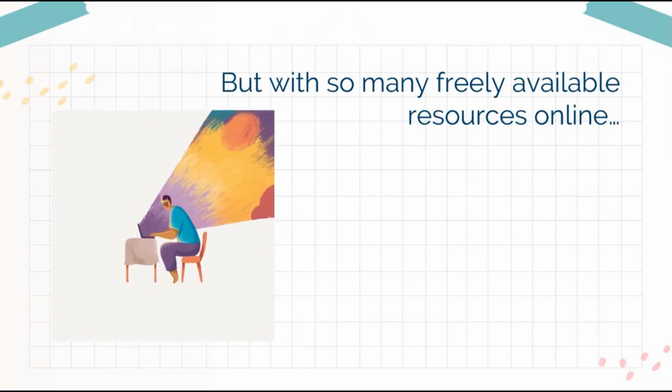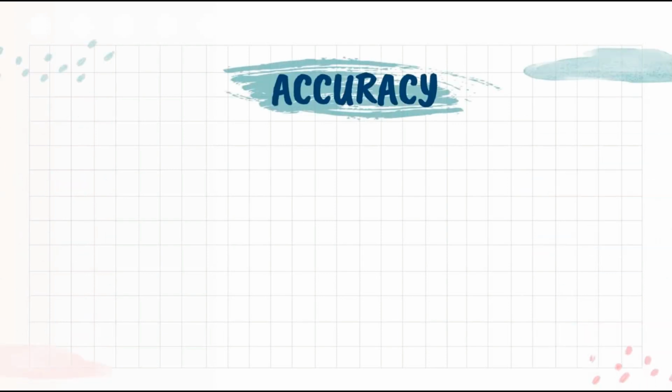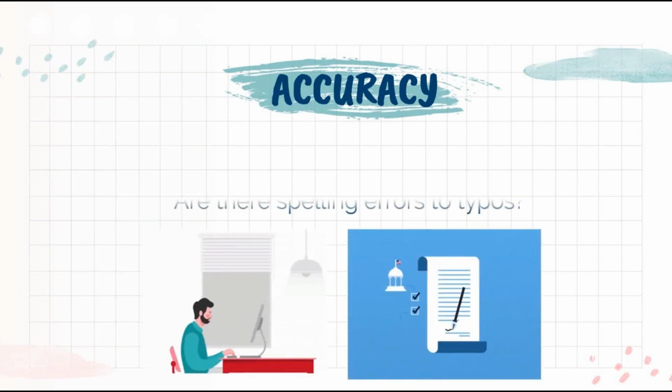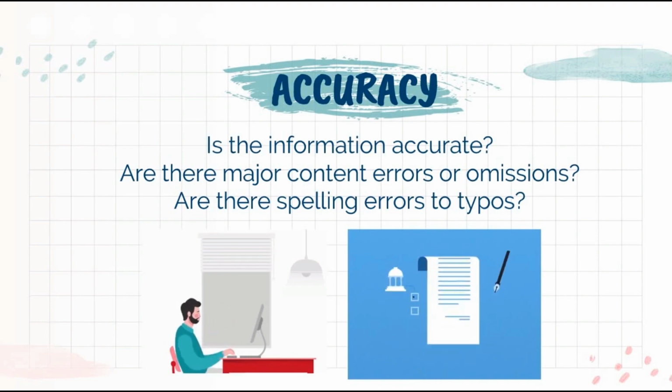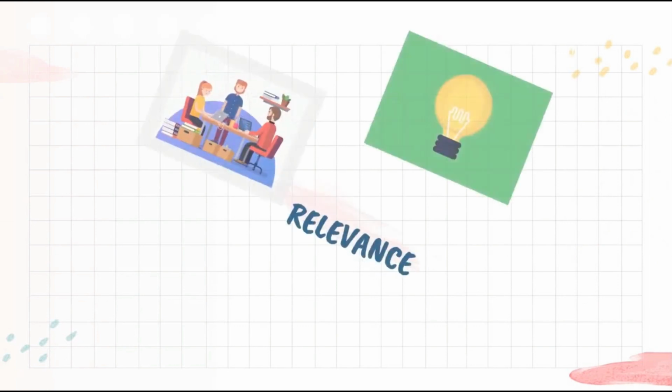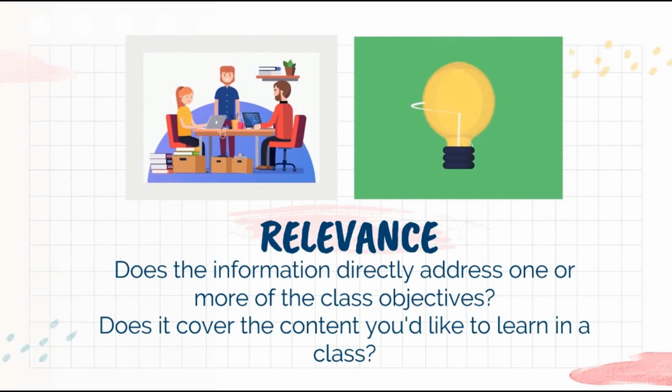But with so many freely available resources online, choosing an OER can be overwhelming. So, how do we evaluate OERs? This checklist contains some suggestions for staff when choosing resources. The first is accuracy. Is the information accurate? Are there major content errors or omissions? Are there spelling errors or typos? The second is relevance. Does the information directly address one or more of the class objectives? Does it cover the content you'd like to learn in a class?